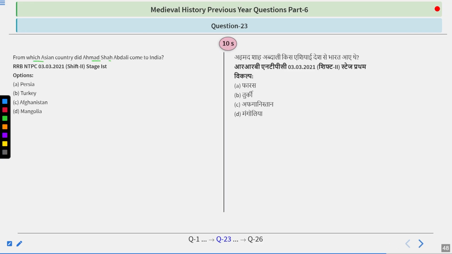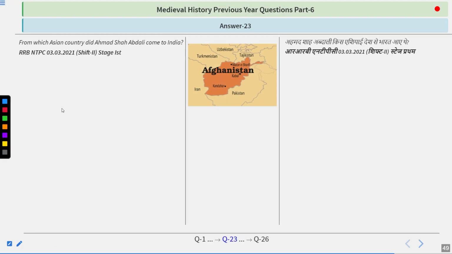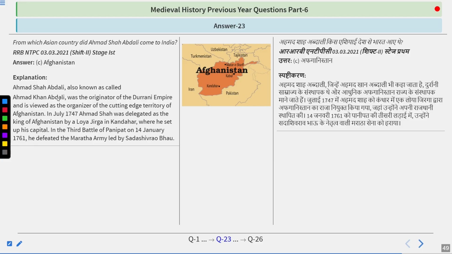From which Asian country did Ahmad Shah Abdali come to India? Persia, Turkey, Afghanistan, Mongolia. Try to figure out this question, guys. And your answer is right. The answer is Afghanistan. So Ahmad Shah Abdali, also known as Ahmad Khan Abdali, was the originator of the Durrani Empire. Remember this name. He is viewed as the organizer of the modern territory of Afghanistan.